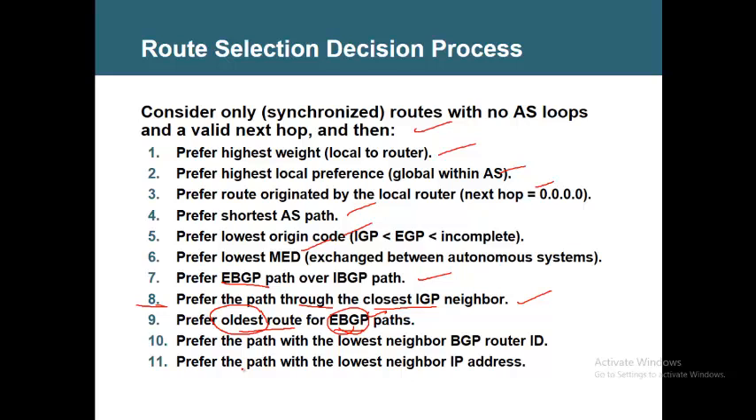So even if it is accidentally or mistakenly done, BGP has got a solution. It is going to go to attribute number 11, preferring the path with the lowest neighbor IP address, which is always a tiebreaker. No way two neighbors can have the same IP address in BGP, because BGP is between the borders. There are public IP addresses involved.